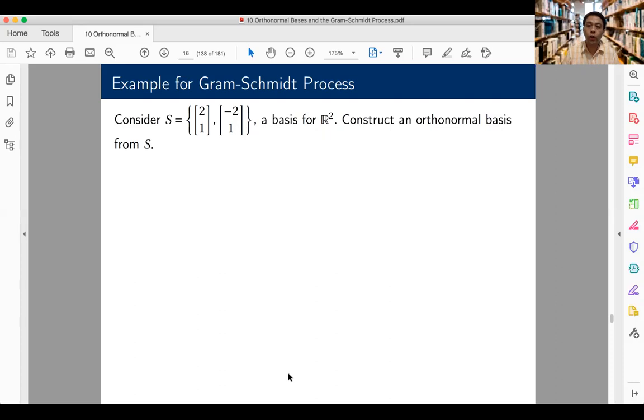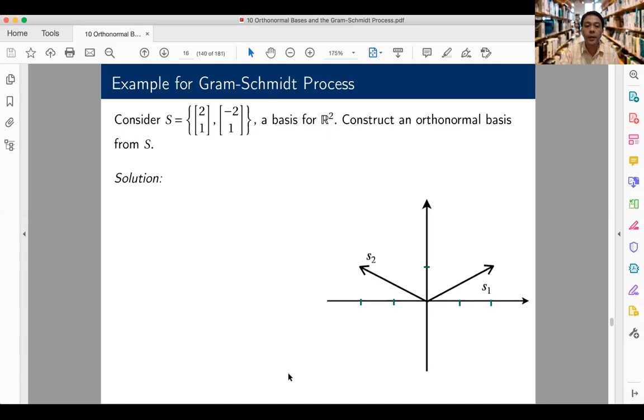So let's construct an orthonormal basis. Let's start with an orthogonal basis. So let V1 be S1. By the way, this is our diagram for the two vectors. S1, this is the first one, and this is the second one, S2. So our V1 is just 2, 1. Okay, so let V1 equal S1.